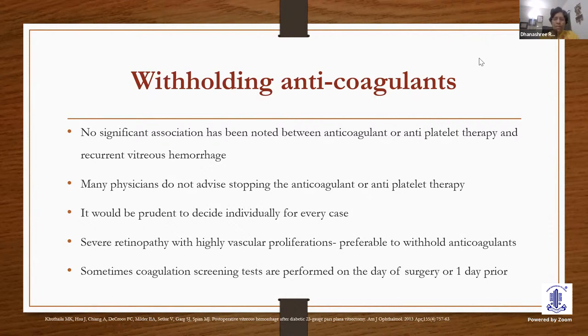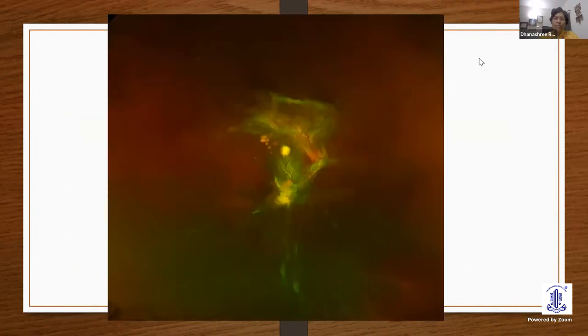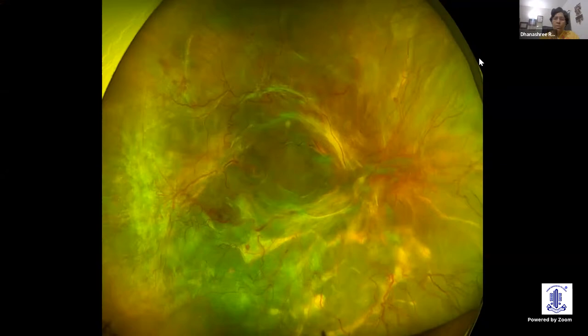Sometimes the anesthetist would advise to do a coagulation screening test on the day of the surgery and then decide about the further plan. So these are situations where I would definitely stop the anticoagulant therapy before surgery and also give anti-VEGF. So the more measures you take to reduce the bleeding, the better.